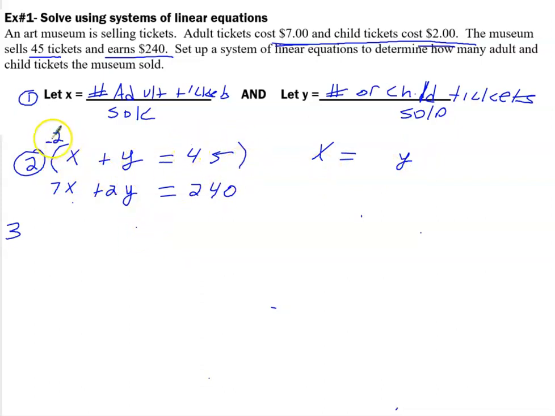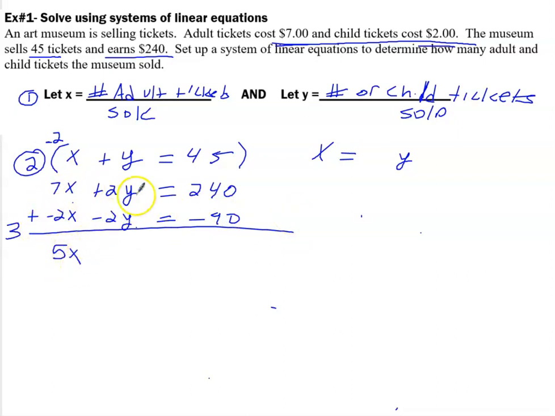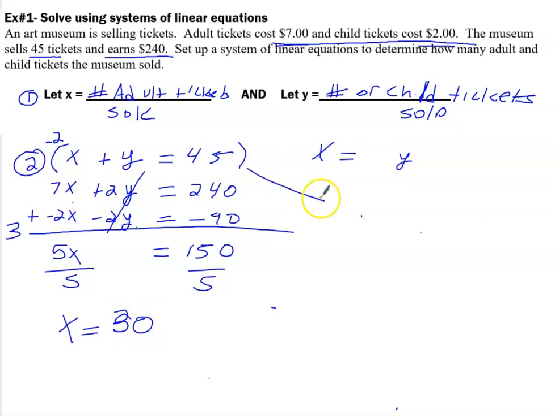So I'm going to take my first equation. I'm going to choose to eliminate my y, so I'm going to multiply everything by -2. So I get negative 2x minus 2y equals negative 90. I am then going to add these two equations together. So 7 minus 2 is 5x, plus 2 minus 2, those two cancel out, and we get 150. Now I'm going to divide both sides by 5, so I get that x equals 30. And I'm going to plug this into the top equation: 30 plus y equals 45. Solve, and I get 15.